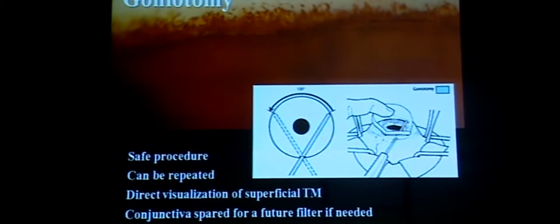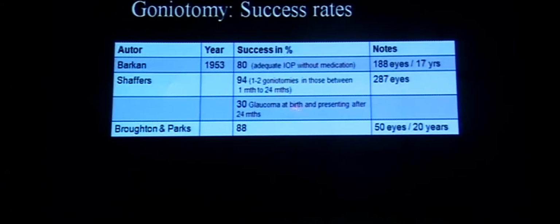Goniotomy was first introduced by De Vincentiis, but is attributed to Barkan because he combined it with the use of gonio lenses. The procedure over the years has remained the same, where you enter the anterior chamber through a corneal incision, go all the way up to the opposite end, and slice through the iris tissue that you see here, 100 to 110 degrees. The success rate was found to be very effective in about 80% of cases. Even Scheie's success rates were very good. Surprisingly, the results of goniotomy are not good when the glaucoma surgery is done within a month of birth or after 2 years.